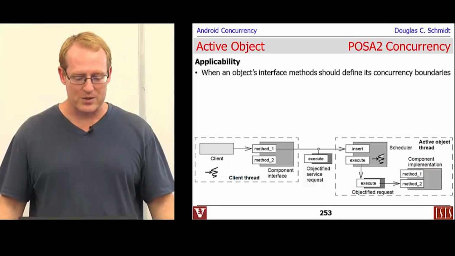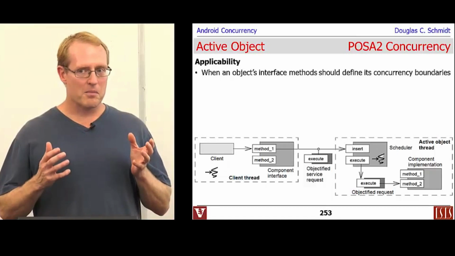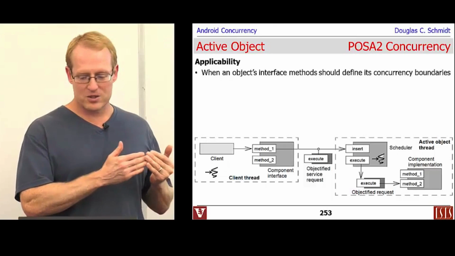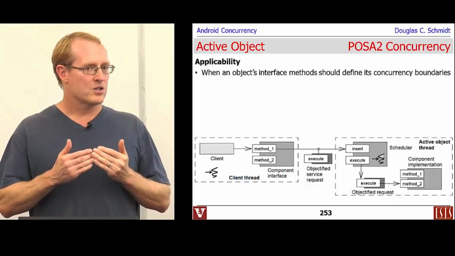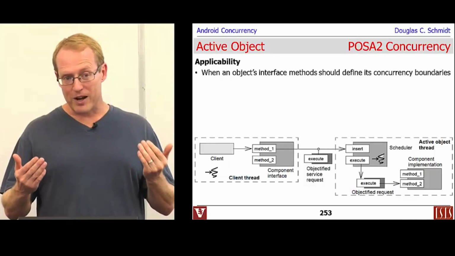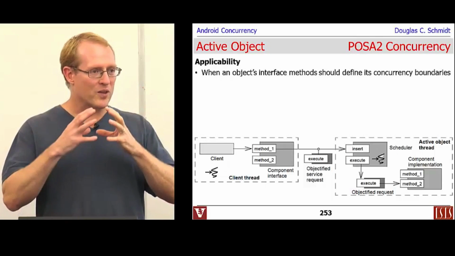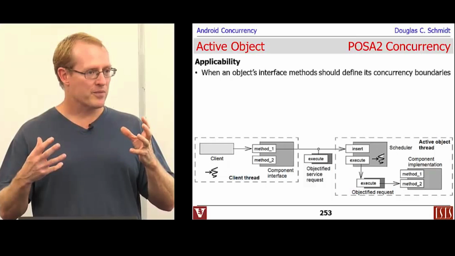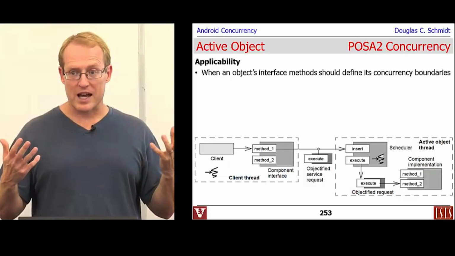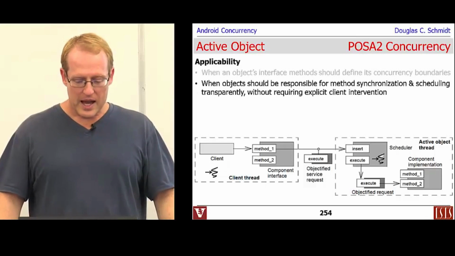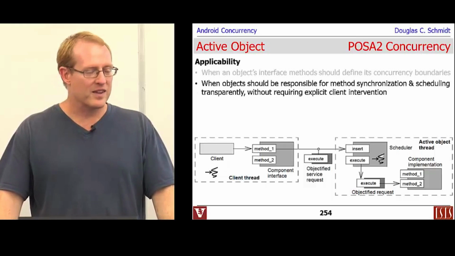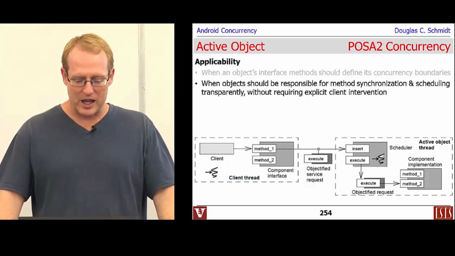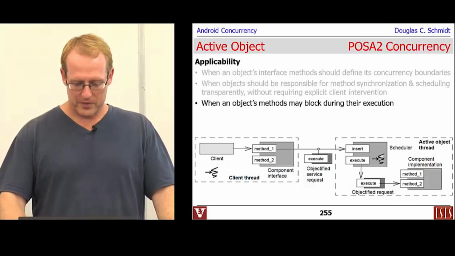Well, one circumstance would be when you want the methods of an object's interface to define its concurrency boundaries. So much like with monitor object, when you make a method call, you want that thing to be the place where the boundary of concurrency is going to be managed. You don't want people to have to acquire and release locks explicitly, for example. You should also do this when you want the object to be able to do all the work internally and not make the client responsible for any of the work.